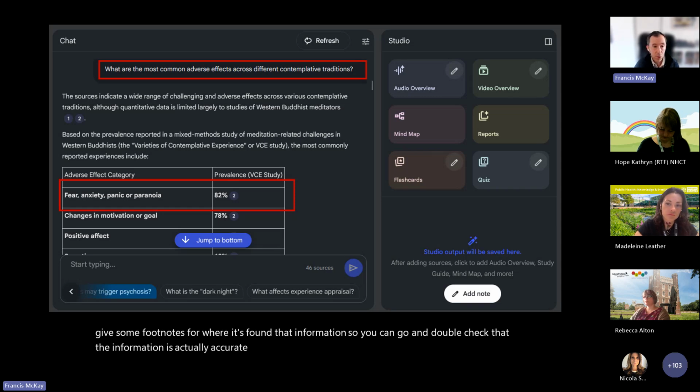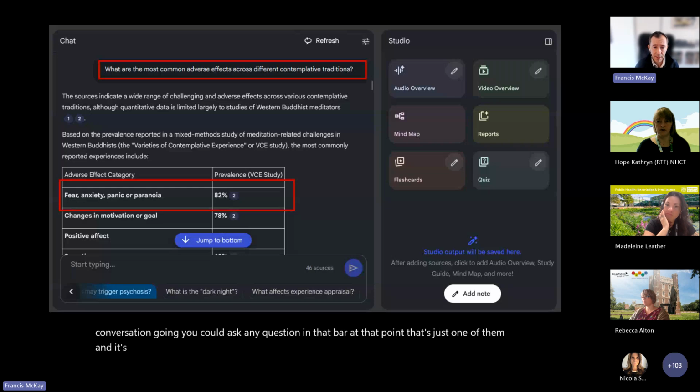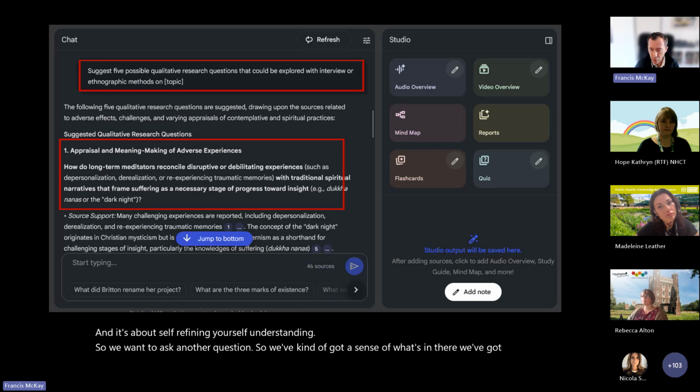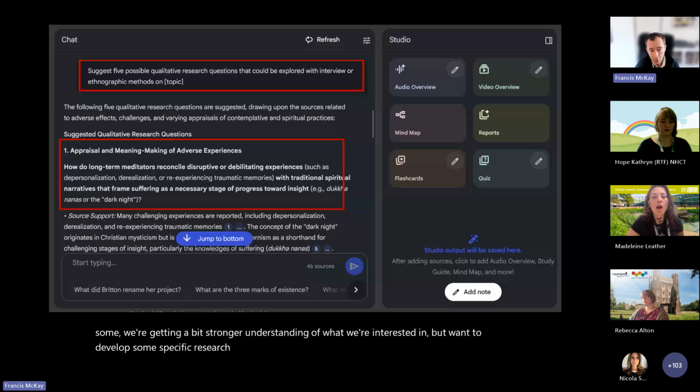So again, that's just one way you can start the conversation going. You could ask any question at that point. That's just one of them. And it's about refining your self-understanding. So we want to ask another question. We've got a sense of what's in there, and we're getting a stronger understanding of what we're interested in, but want to develop some specific research questions. You could ask it to help you brainstorm some research questions.